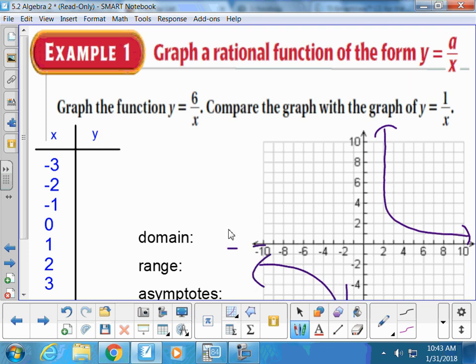The asymptotes are still at 0 though, because there's no shifting that's happening. It's just stretching, not shifting. So that means my asymptotes are y equals 0 and x equals 0. Can I borrow someone's table just to fill in the values super quick?